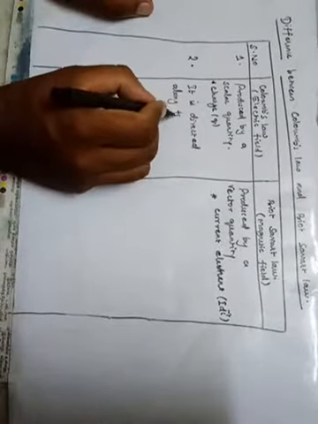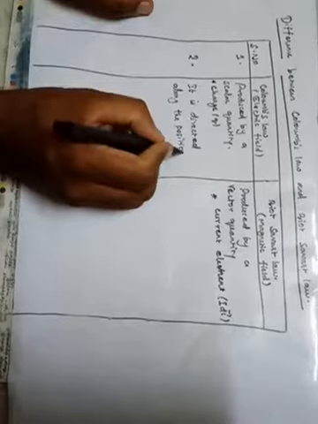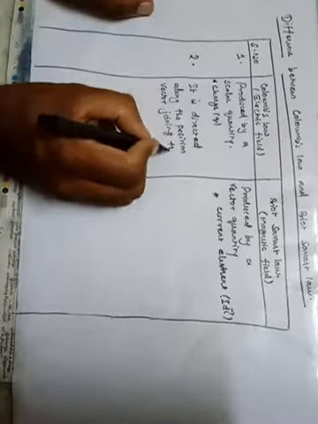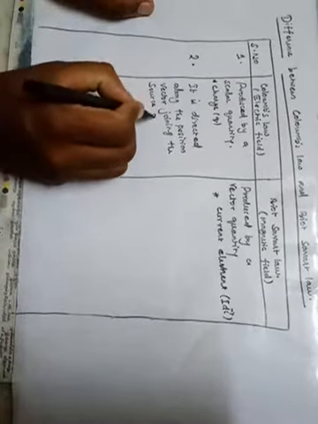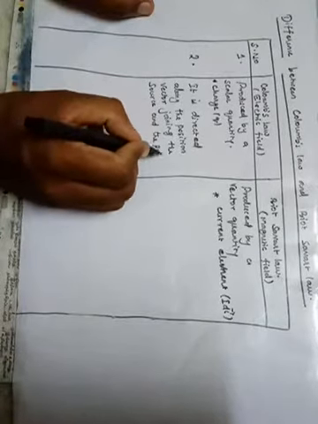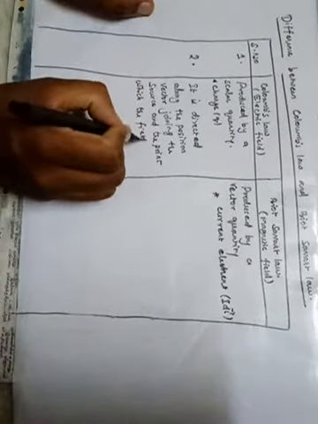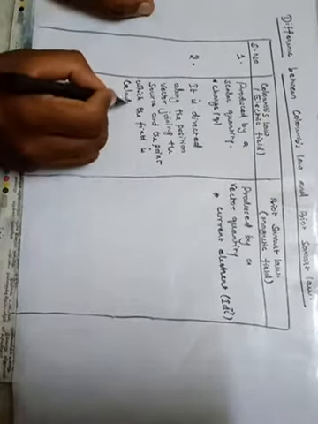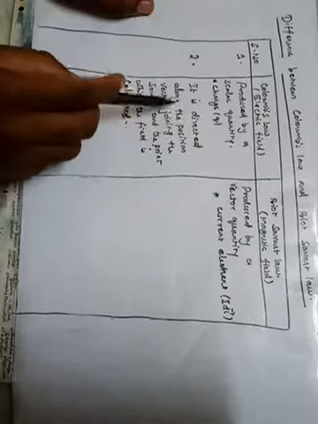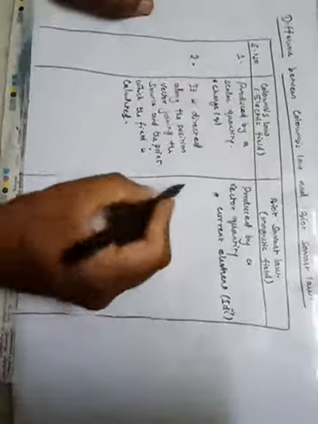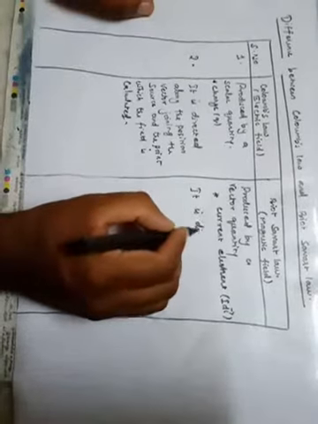Next, the electric field is directed along the position vector joining the source and the point at which the field is calculated. We calculated it for the axial line and for the equatorial line. So the electric field is directed along the position vector joining the source and the point at which the field is calculated.